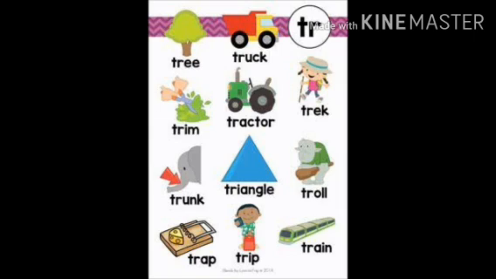Tree. TR, tra. Im, trim. Trimming means cutting and making it of the same size or in a different type of order. We are going to trim it. TR, tra. Im. Trunk. TR, tra. UNK, unk. Trunk. Can you see? Yes, trunk. Trap. TR, tra.